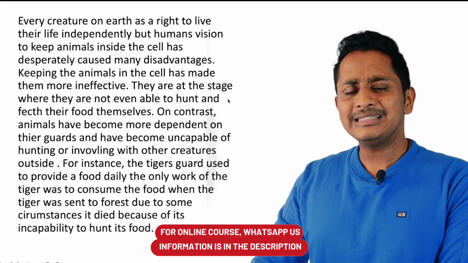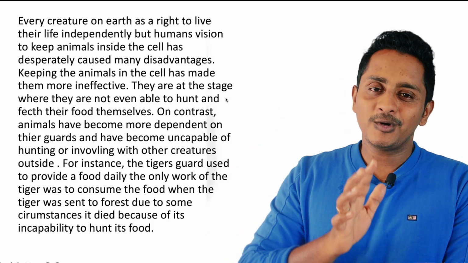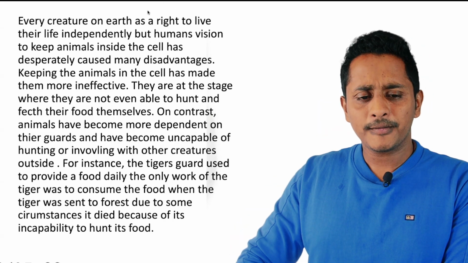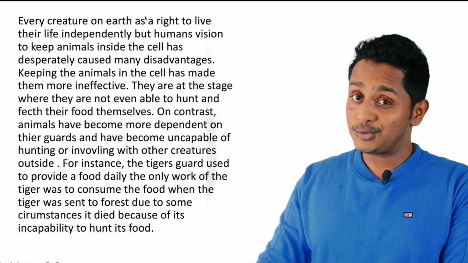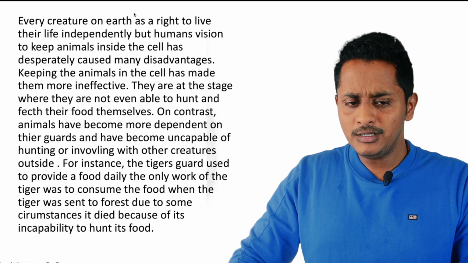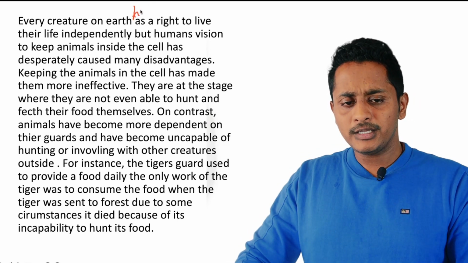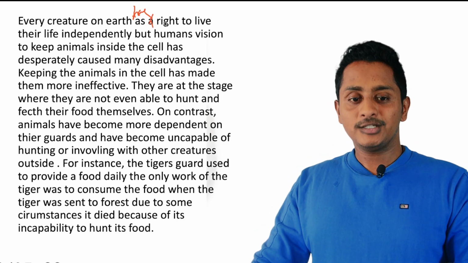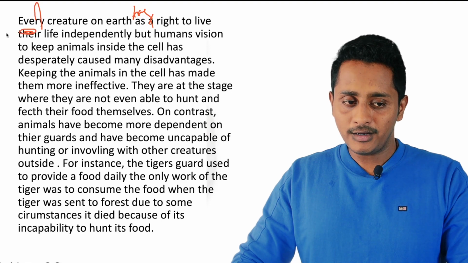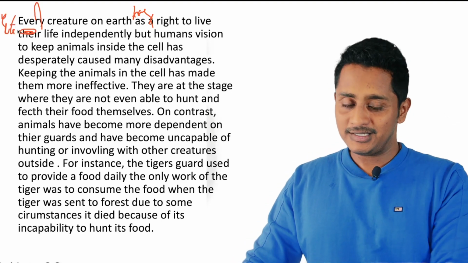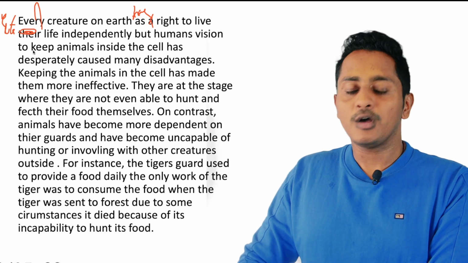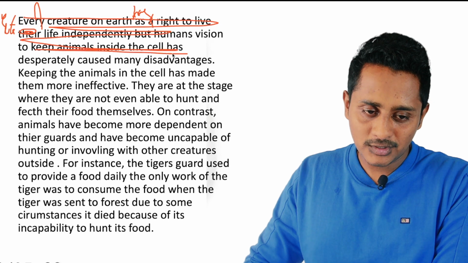Alright, this is the second paragraph. I want one disadvantage and examples, meaning supporting ideas. So let's see. And the first line needs to be a proper disadvantage. Every creature on earth has a right to live its life, because every is singular. But humans' vision to keep animals inside the cells has desperately caused many disadvantages. All this will not give you scores.